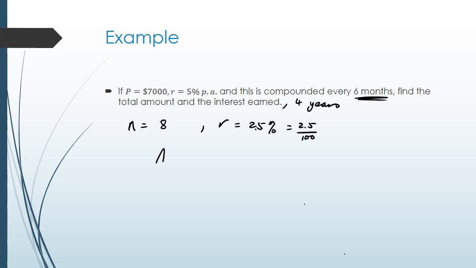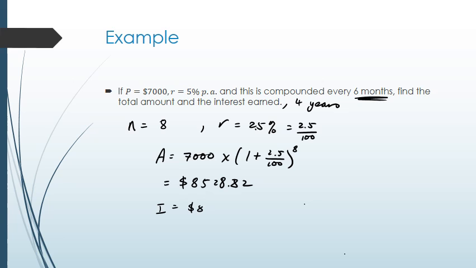So then when we're calculating the total amount, we would have $7,000 times 1 plus 2.5 over 100 to the power of n, which is 8. That then gives us $8,528.82. So then the interest that you get is 8,528.82 minus 7,000, which then gives you $1,528.82.